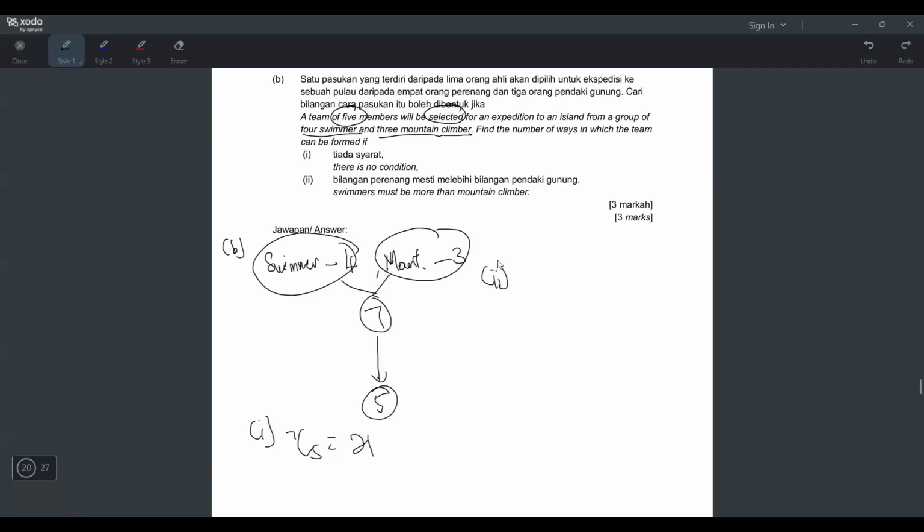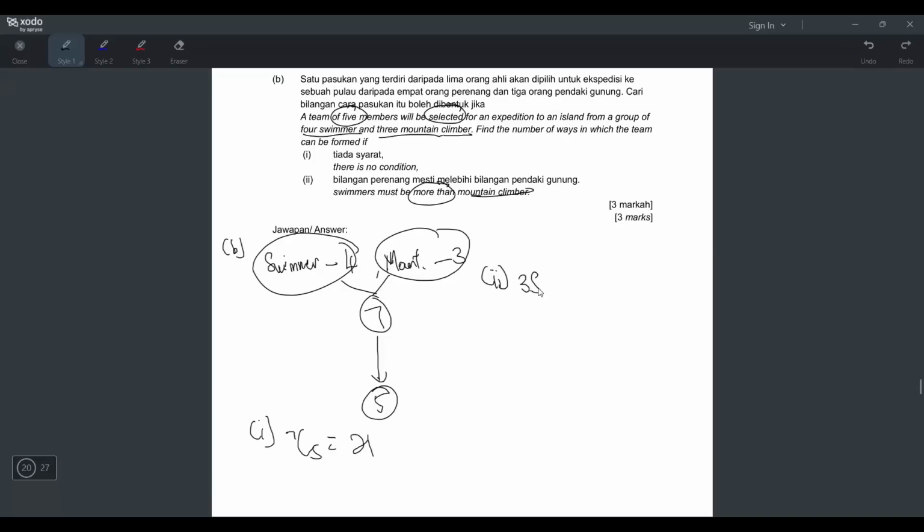Okay, number 2, what does it say? If swimmers must be more than mountain climbers, then this one cannot do 7C5. This one you have to break down into options, right? So we have 5 members that we need to choose, right? But if you want the swimmers to be more than mountain climbers, it means the swimmers must be at least 3. Because if it's 2 swimmers, then the remaining 3 will be mountain climbers and it's not good, because they said swimmers must be more than mountain climbers. 2 is less than 3, right? That's why it has to be at least 3 swimmers.